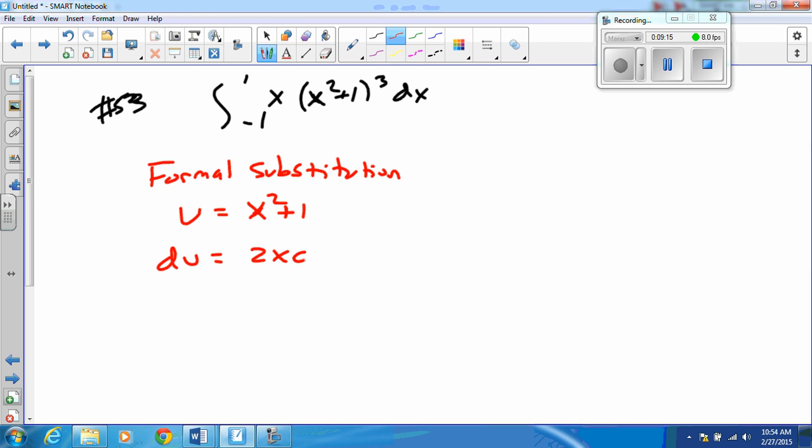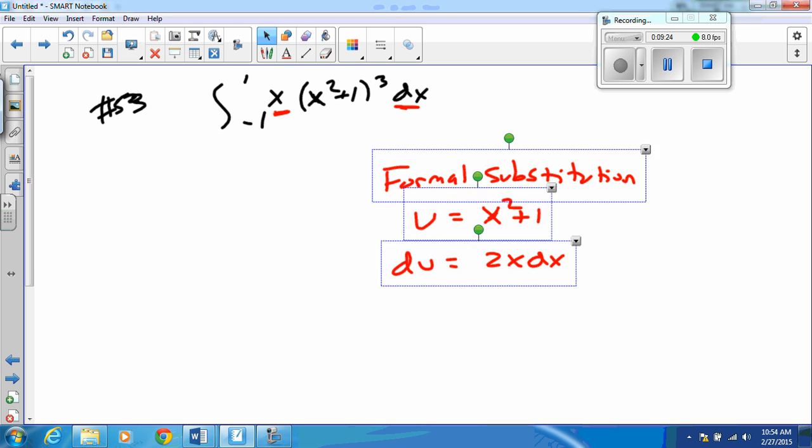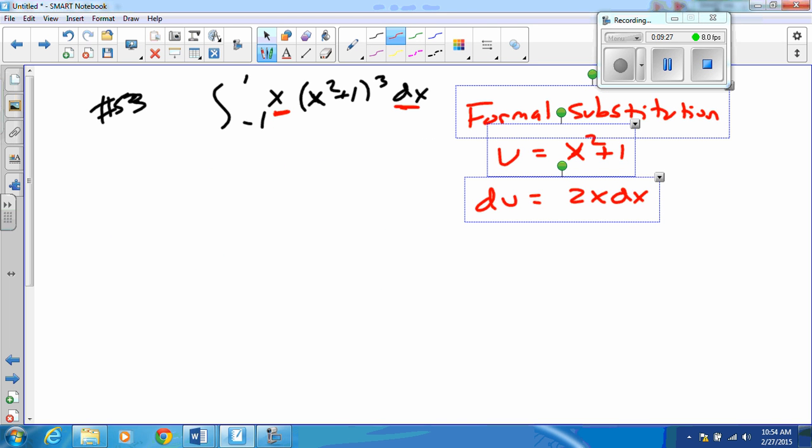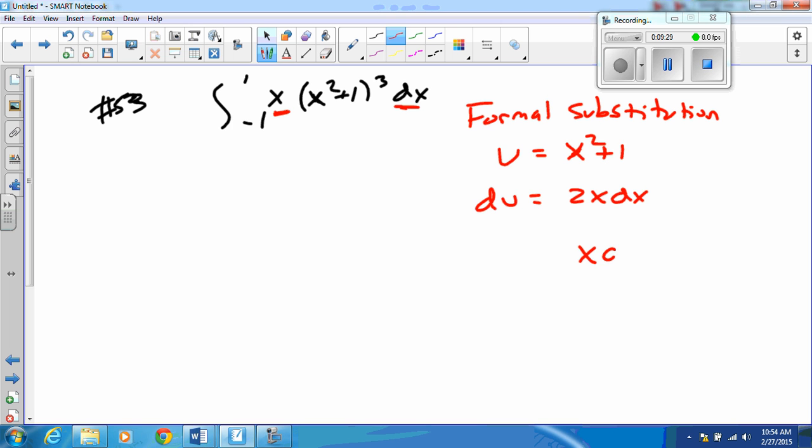I'm going to let u equal x squared plus 1, the inside function. And therefore du is equal to 2x dx. And I can observe that I have the du sitting right there, except for the factor 2. Let me move my scrap work to the side where it belongs. And so x dx is equal to 1/2 of du. And now I'm ready to begin assembling my new integral. I'm going to write this as the integral of u cubed times 1/2 du.